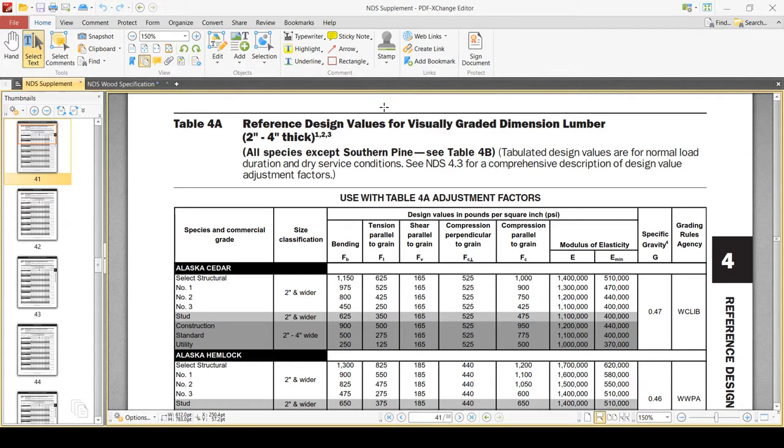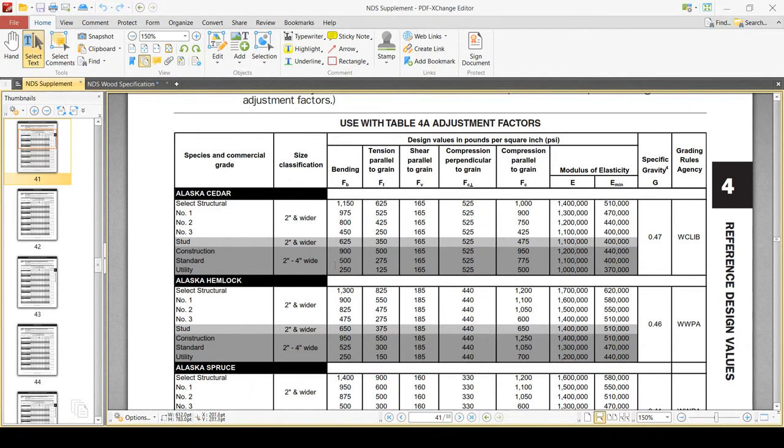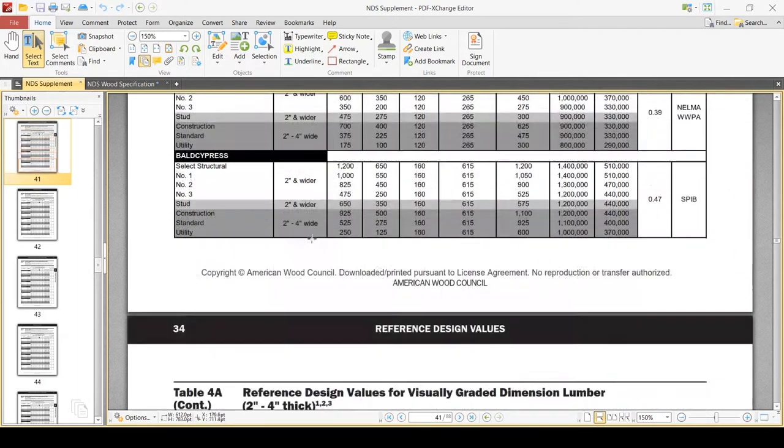Because of that, Southern Pine is now its own special snowflake. For every species except Southern Pine, we're going to use Table 4A. This is dimensional lumber, but if we're going to use Southern Pine, then we'll go to Table 4B. So again, Southern Pine is its own unique special snowflake, so it gets its own special table in the NDS supplement. Anyway, let's go ahead and go down to the species group.